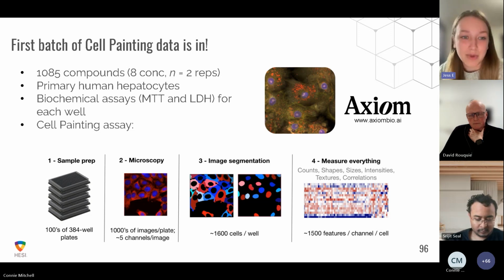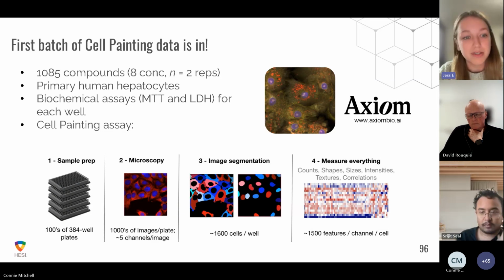So this data set that they've made available contains images for 1,085 compounds at 8 different concentrations with 2 replicates each. These are screened in a pool of primary human hepatocytes from 5 different donors that are mixed together. A really amazing thing about this data set is that they're also collecting biochemical assays that are aimed at understanding cytotoxicity, and these are paired at the well level. So for every single little group of cells that we have images of, we also have the MTT and LDH assay results.